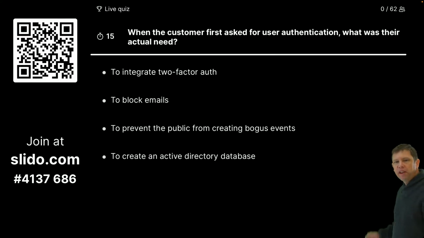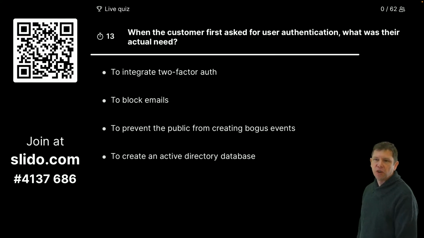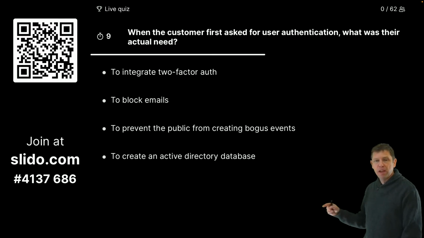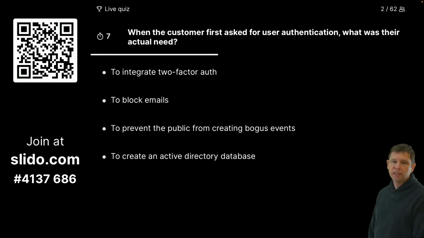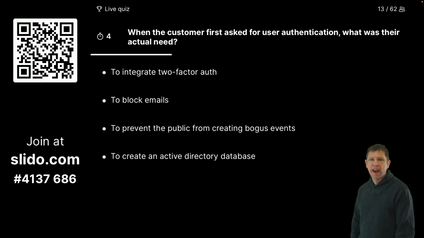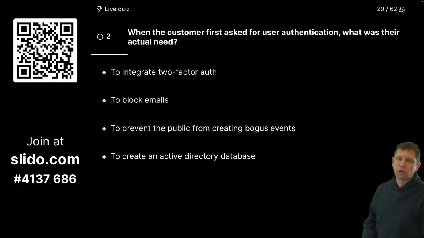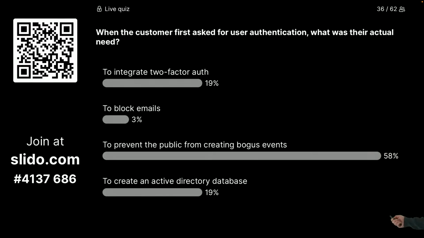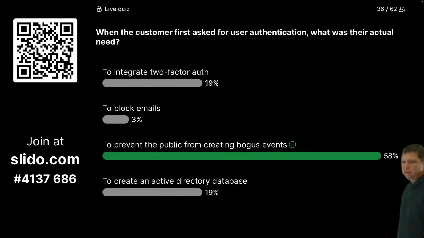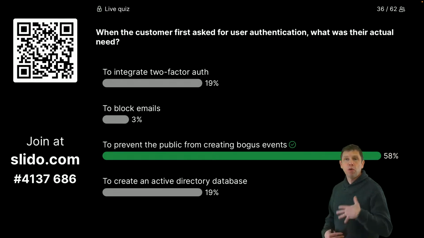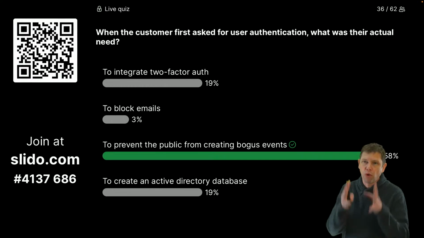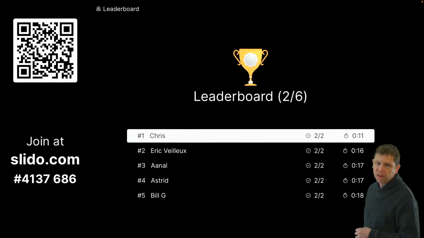Okay, next question. When the customer first asked for user authentication, what was their actual need? Was it to integrate 2-factor authentication, to block emails, to prevent the public from creating bogus events, or to create an Active Directory database? Customer is asking for user authentication, but when the developers talked to him, what did they decide was the real need at that point? And yes, it was to prevent the public from creating bogus events. So the user authentication would do that, but the conversation was able to slice it down to what was actually needed right then as the highest priority.